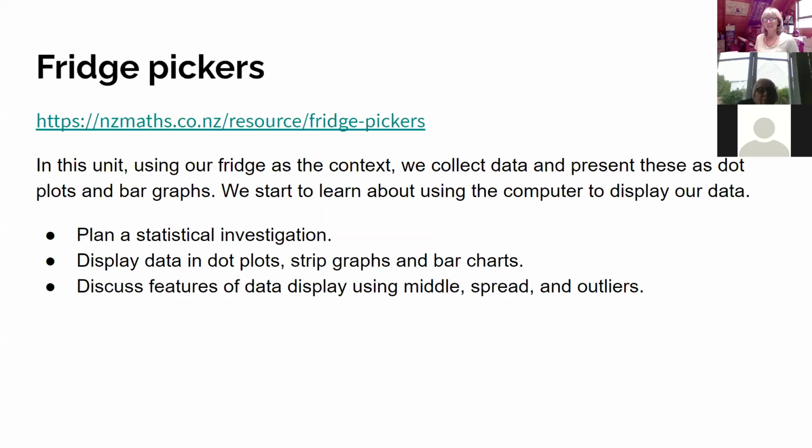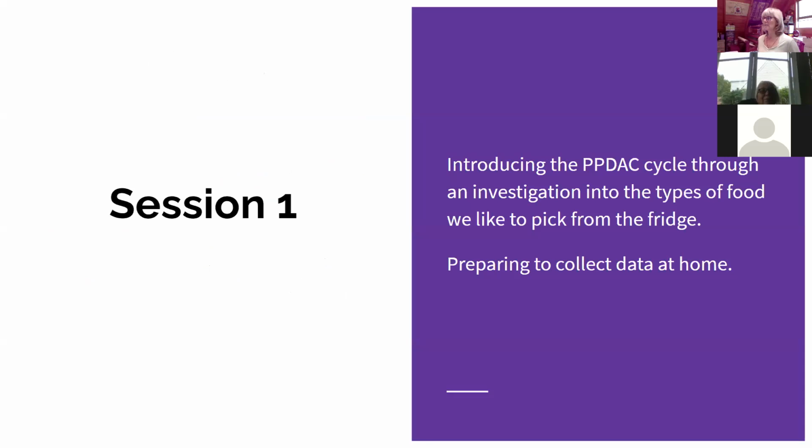So the unit that we're looking at to start with uses a fridge as a context, and we're going to look at collecting data and doing dot plots, and we can do bar graphs, and we're also going to learn about using the computer. I'm going to be getting you to do some stuff during the session, as is my want. The focus is on planning a statistical investigation and doing all the stages of it. So this is just the stuff from nzmaths. But we're going to get started.